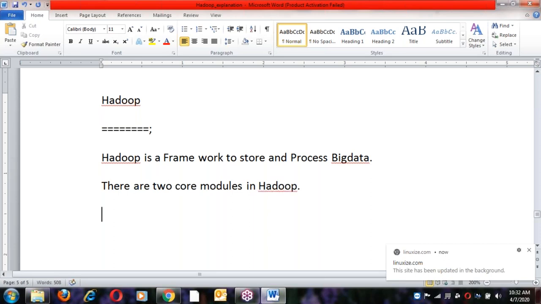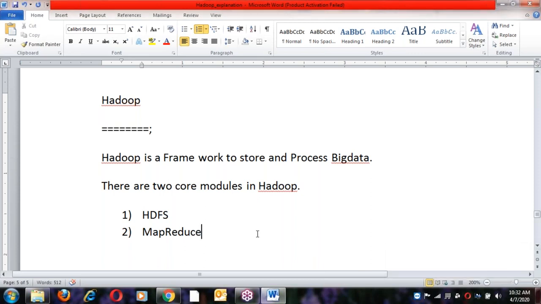There are two core modules in Hadoop. The first one is HDFS, and the second one is MapReduce. So what is HDFS? What is MapReduce?